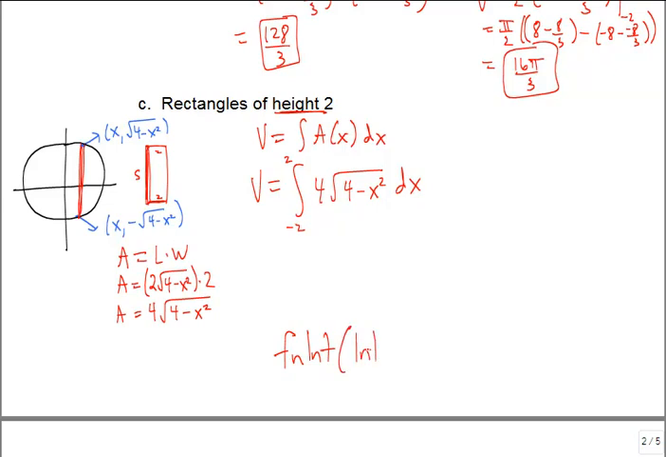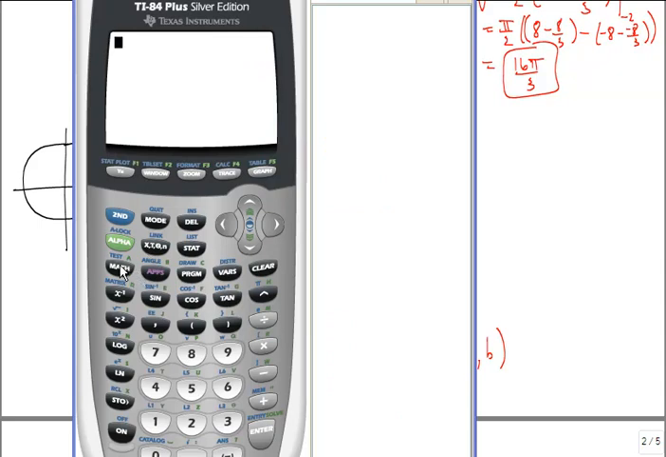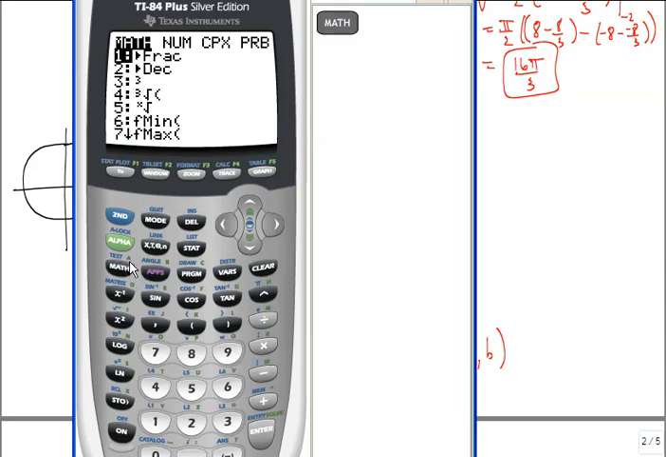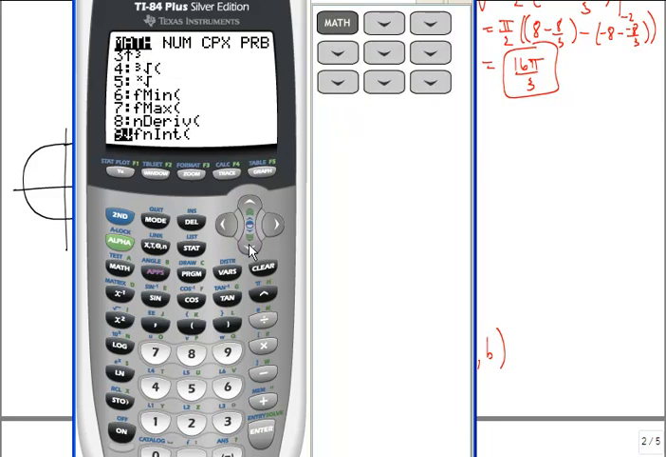You have to type in with parentheses the integrand first, which all of this would be considered the integrand, that function right there, comma x, comma the lower bound, which would be our -2, comma the upper bound, which would be our +2. So let me show you what that looks like on the calculator. So if you pull up your calculator, you're going to go to math, and it's function integrate, and it's number 9. So you can just press 9, or you could arrow down.